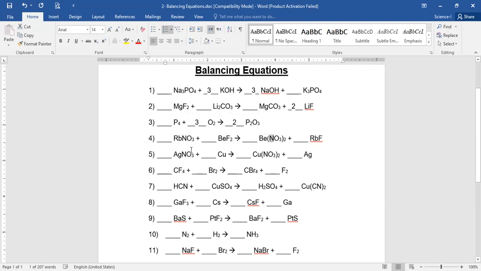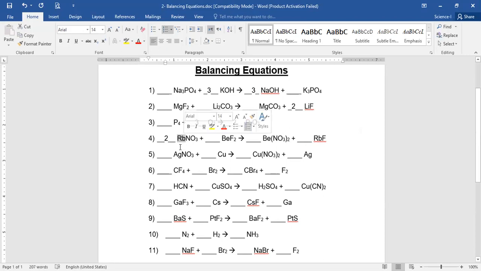So what are we supposed to do? Multiply. Multiply by 2. Good. Okay, so in that case here, now we have 2 nitrogen here and 2 nitrogen here. Okay, 6 oxygen here and 6 oxygen here. But after we add 2, now how many RB do we have right now?